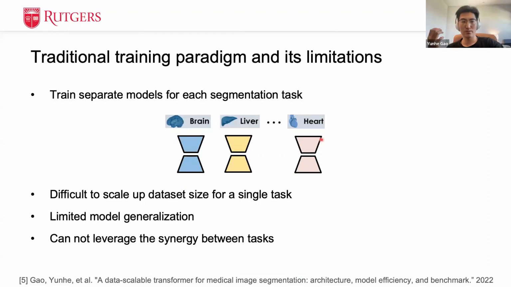So this traditional training paradigm has several limitations. First, it's very difficult to further scale up the data set size for a single task. Also, because data come from the same clinical targets, they usually have similar distributions, making the trained model have very limited generalization. Furthermore, the separate models cannot leverage the synergy between tasks. Therefore, the current paradigm makes it impossible to build robust medical AI similar to what we've done in NLP and general vision tasks.